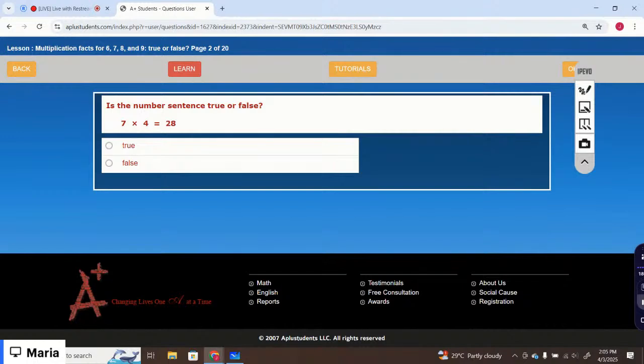Is the number sentence true or false? 7 times 4 equals 28. Is it true or false? True it is. 7 times 4 is 28. Option number 1 is the correct option. True it is.